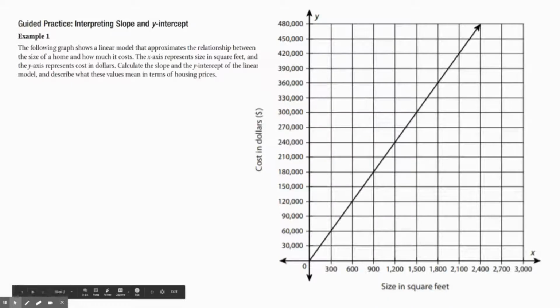In this section, we're going to be learning how to interpret the slope of a regression model correctly, and also the y-intercept. In example 1, we're showing a linear model. In other words, that line that you see in the graph is a line of best fit, though you can't see the scatter plot, but this is a prediction model that uses the size in square feet to help predict what the cost in dollars will be. So what we're going to do is calculate the slope and the y-intercept, and then interpret the slope and the y-intercept.